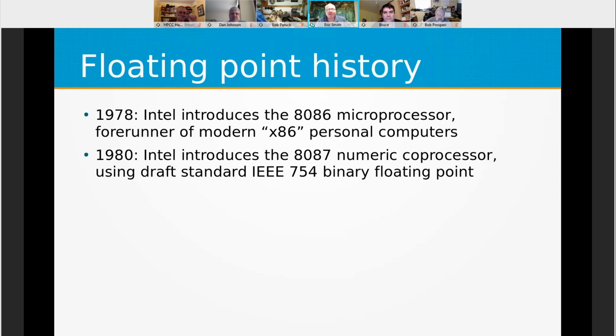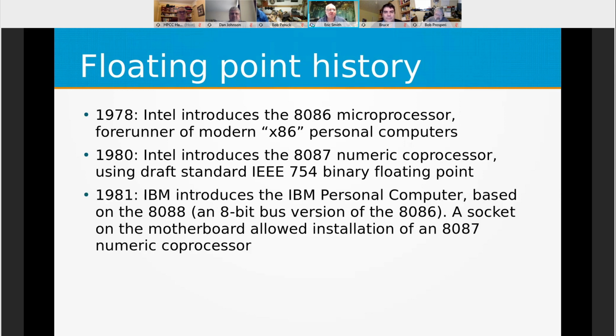Okay, in 1980, Intel announced the 8087 numeric coprocessor, and this was designed for use with the 8086, implemented floating point in binary, and it used a draft standard floating point format. We'll get to the standard later, but the key thing here is that Intel was actually involved in developing that standard, and they were using the draft before the standard had actually been ratified. So there are minor differences between what the 8087 supports and what the final standard did.